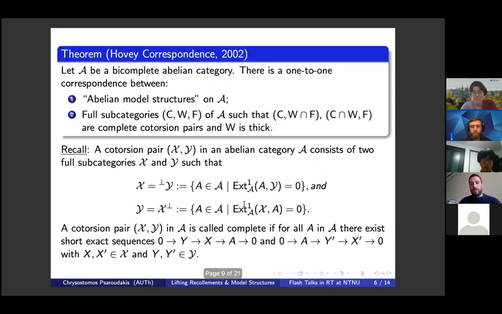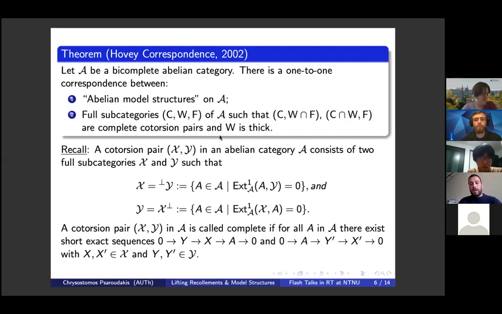Let me briefly recall the definition for today of an abelian model structure. We have this correspondence by Hovey, where abelian model structures on an abelian category which is complete and cocomplete correspond with full subcategories such that these 2 pairs are complete cotorsion pairs and W is thick. For us, this will be the definition: an abelian model structure consists of 3 full subcategories with these 2 properties. A cotorsion pair means that these 2 subcategories are Ext^1 orthogonal, and for all objects, you can find these 2 short exact sequences, where X is in curly X and Y is in curly Y, and similarly going to the right.